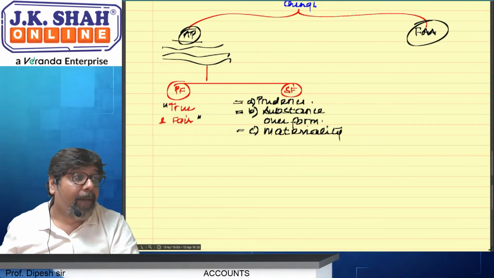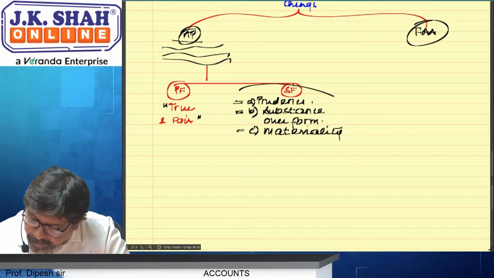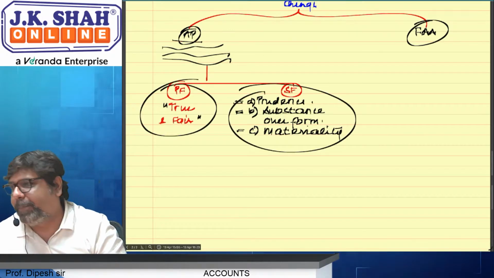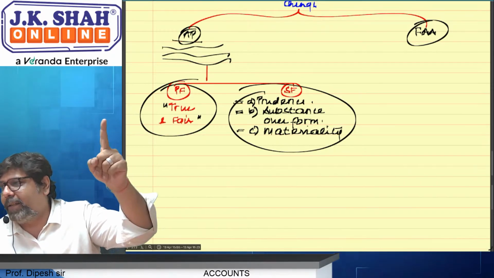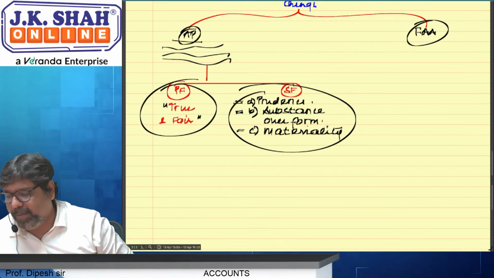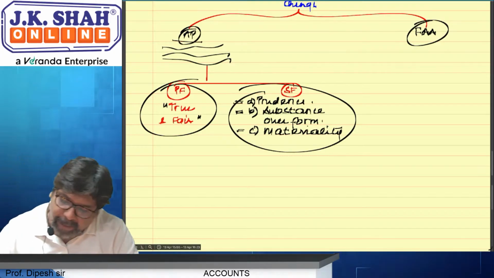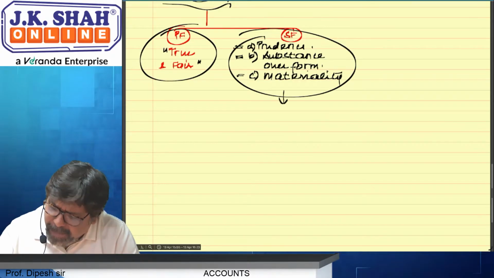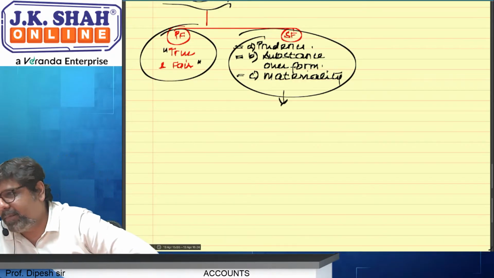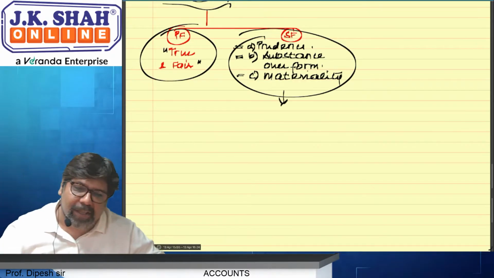Am I clear? Sir, you have to make sure that when you are choosing an accounting policy, two things are kept in mind. First, it should be true and fair. Second, it should not violate prudence, should not violate substance over form, and should not violate materiality. Am I clear? Sir, once an accounting policy is chosen, can it be changed or cannot be changed?